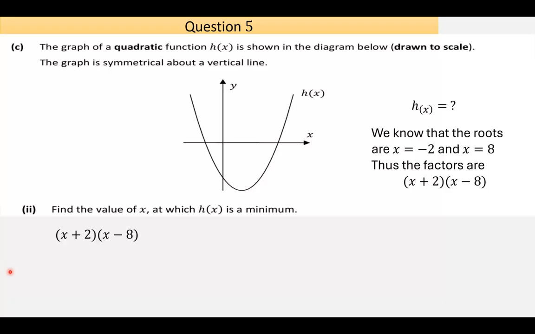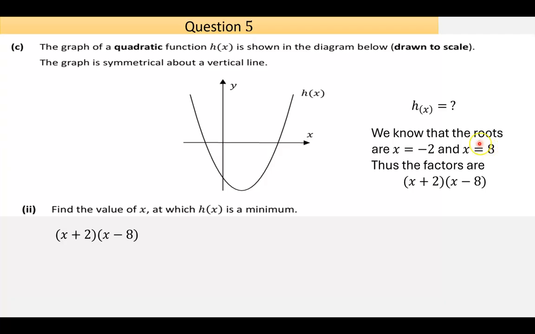Okay, so my first thing here is to find the equation of the function. Now, I've been told in part 1, or I've guessed, whatever, that the roots are x equals -2 and x equals 8. Roots and factors are related concepts. If I bring the -2 across, it ends up being a +2, and that's where I can get one of the factors, x plus 2.